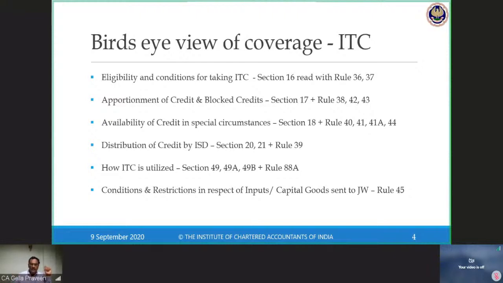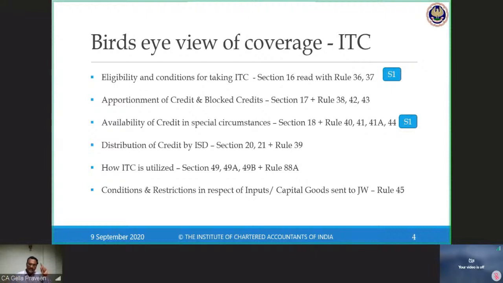Now, the plan of action for us: today's session 1, we are going to discuss Section 16 read with Section 18 to the extent possible. If time permits, we'll travel to Section 18. Section 16, which talks about your eligibility of input tax credit and the conditions stipulated thereof, we're going to talk about in Section 16.